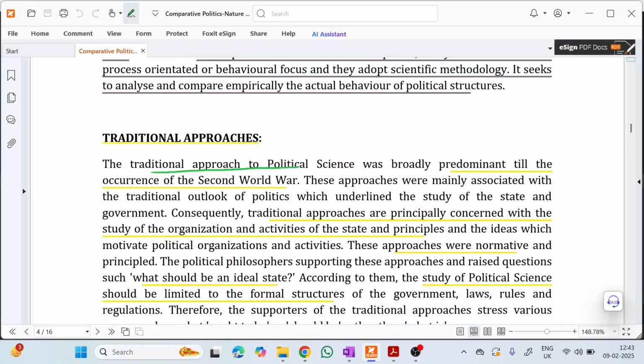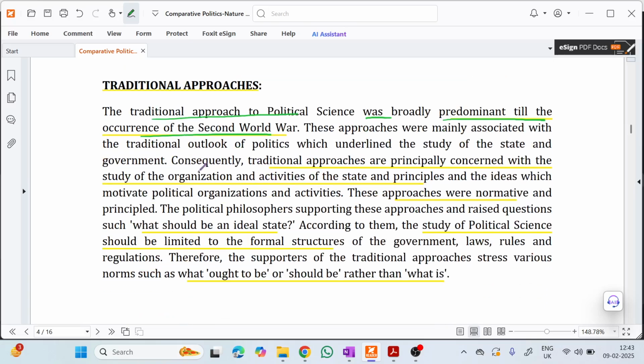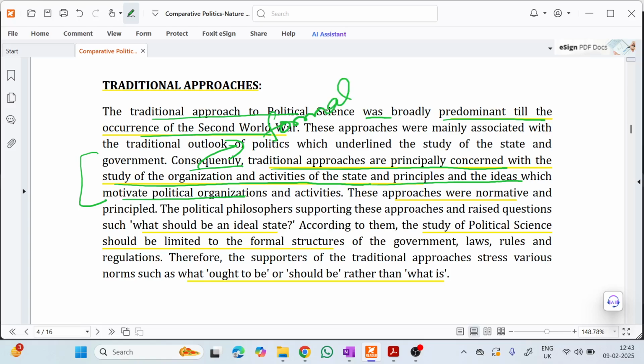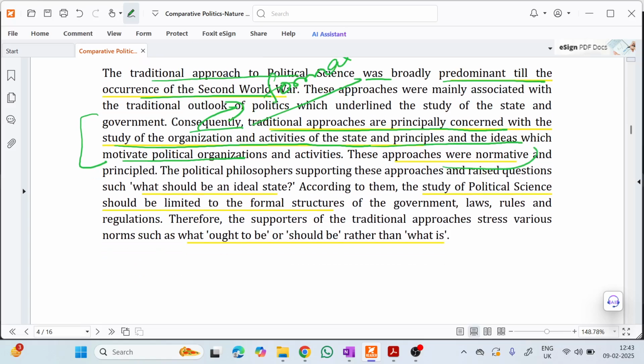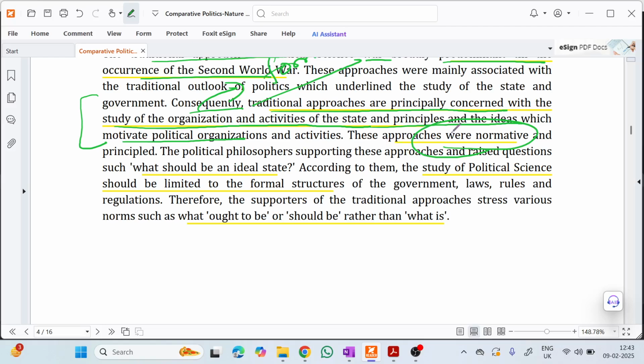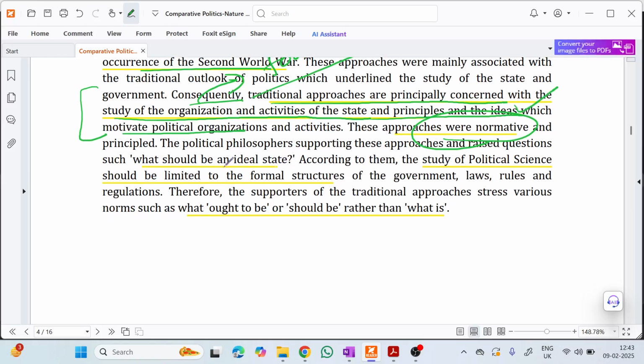So the traditional approach was predominant till the occurrence of Second World War. Consequently, traditional approaches are principally concerned with the study of organization and activity of state, and the principle and idea which motivates political organization. So in short, the traditional approach was limited to the study of formal institutions. They were normative study again. The same thing is being repeated.